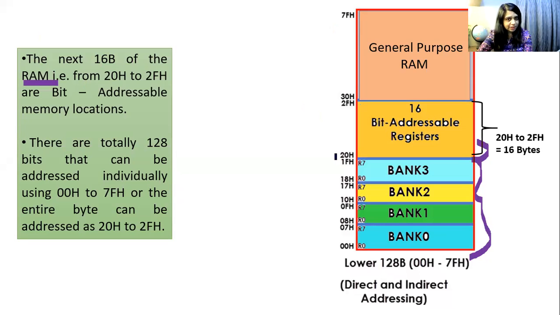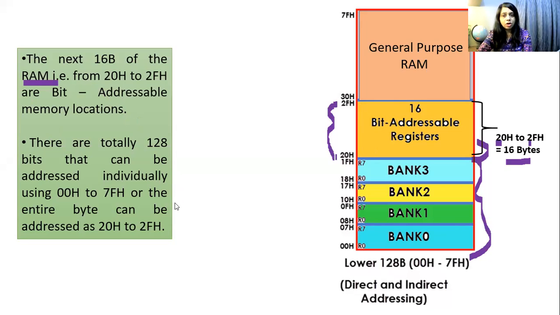The address varies from 20 to 2F. 20 to 2F means there are a total of 16 bytes. That means it is a stack of 16 registers. So the address varies from 20 to 2F. There are a total of 16 bytes, which is known as the bit addressable register.